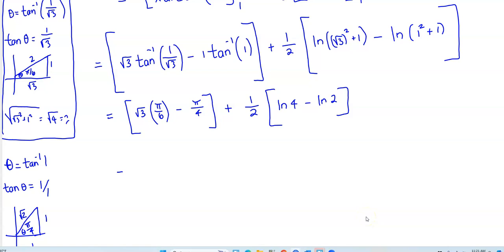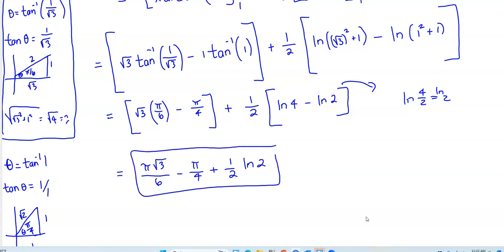So our final result is going to look like the following. We have pi times the square root of 3 over 6 minus pi over 4 plus 1/2, using the properties of logarithms. This is going to be the natural log of 4 divided by 2, since that's minus. So that gives us the natural log of 2, and therefore there is our result.